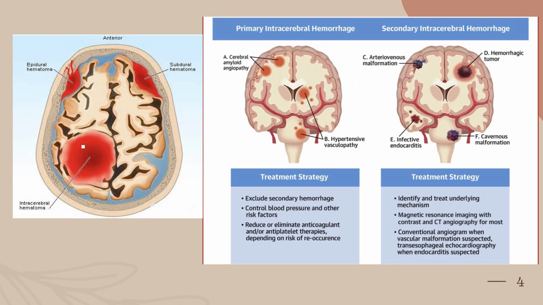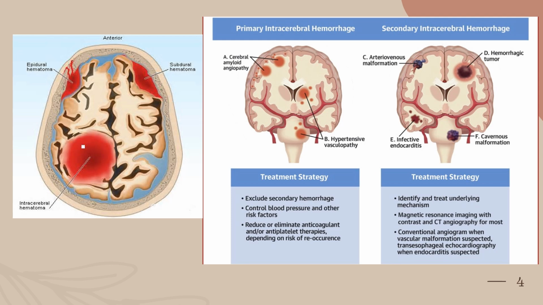And the treatment strategy for primary is, first, you have to exclude secondary hemorrhage, like any mass or a tumor or AV malformation, and then you have to control the blood pressure, which is the likely cause for primary intracerebral hemorrhage. Reduce or eliminate anticoagulant or antiplatelet therapy. And for secondary, you have to identify and treat the underlying mechanism.